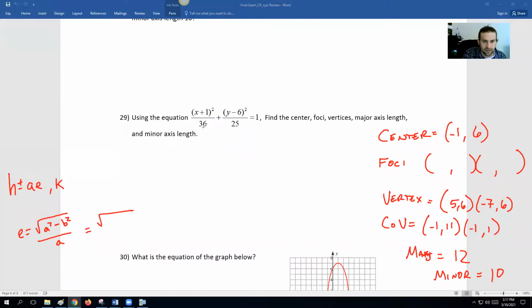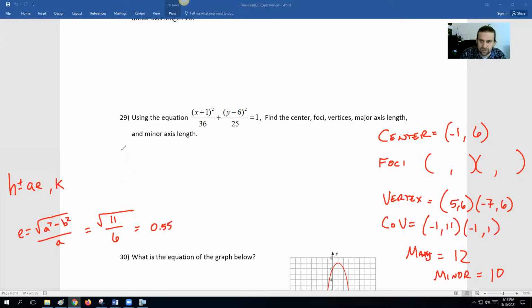All right, so it'd be the square root of 36 minus 25. The difference between those is like 11. And we would divide that by the square root of A, which is 6. That comes out to be the square root of 11, which is 3.3, divided by 6 is about 0.55.